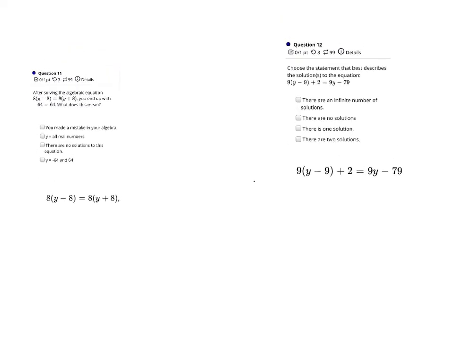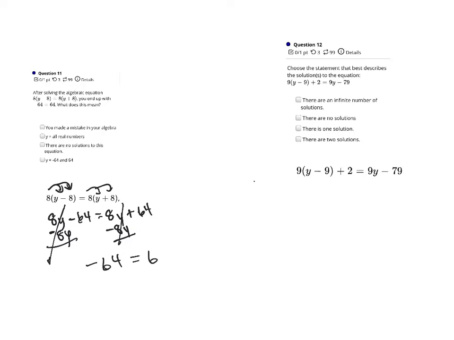First, you want to get rid of the parentheses using the distributive property. So that's going to give you 8y minus 64 equals, here we're going to multiply the 8 throughout, 8y plus 64. We're going to get rid of the 8y, so I'm going to move it over. Opposite of adding 8y is to subtract 8y. I'm going to subtract it from both sides. Notice what happens. It goes away here, it goes away here. So that's how they got the negative 64 equals 64.